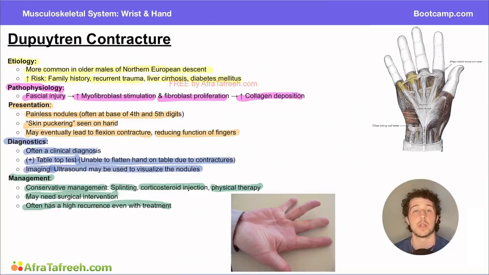So this patient has a very classic presentation of Dupuytren contraction. There are painless nodules that progress to a flexion contracture, and now he is unable to straighten his fingers on a tabletop because of that contraction. But the question is about collagen type.